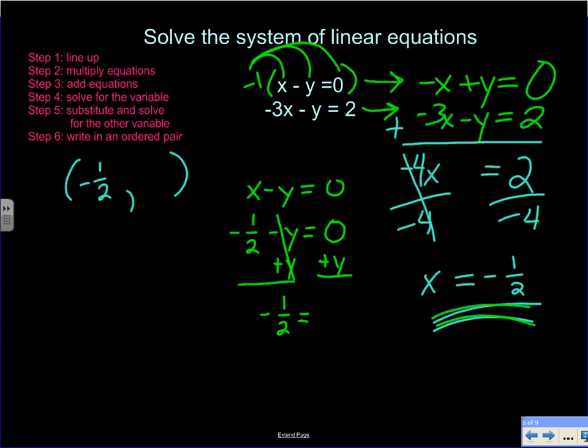What is 0 plus y on the right side? 0 plus y is going to give us a positive y. And so from here, we should be able to figure out that y is equal to negative 1/2. Since y is equal to negative 1/2, we write negative 1/2 right there.